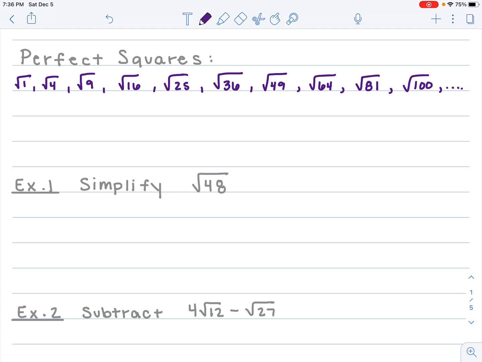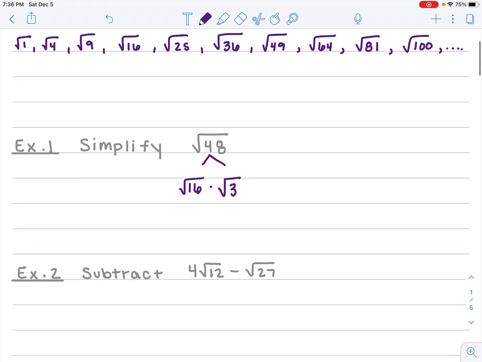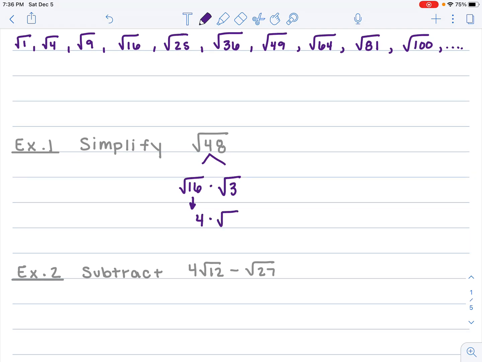36 doesn't go into 48. 25 doesn't go into 48 evenly. 16 does go into 48, 3 times. So I would break this apart into radical 16 times radical 3. I know that the square root of 16 is actually 4. The square root of 3 I cannot simplify because it's not on my list. So the answer here would just be 4 radical 3, and that would be my answer there.